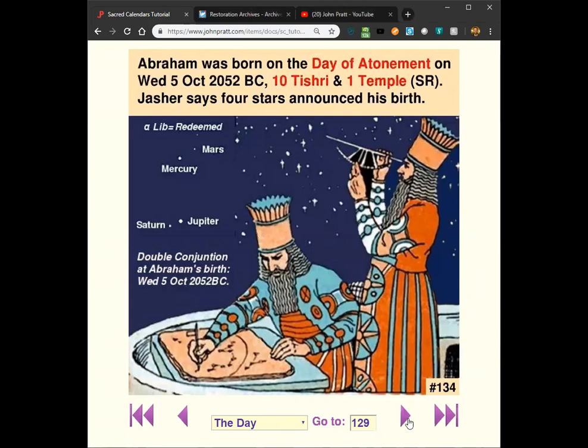Now, on the last slide, we just saw that his grandson, Jacob, his son is Isaac and his son is Jacob. Jacob's also born on one temple, and 2 of his sons are born on one temple. So they tie back to Grandpa Abraham. And a lot of times, there's ties between grandpas and grandchildren.